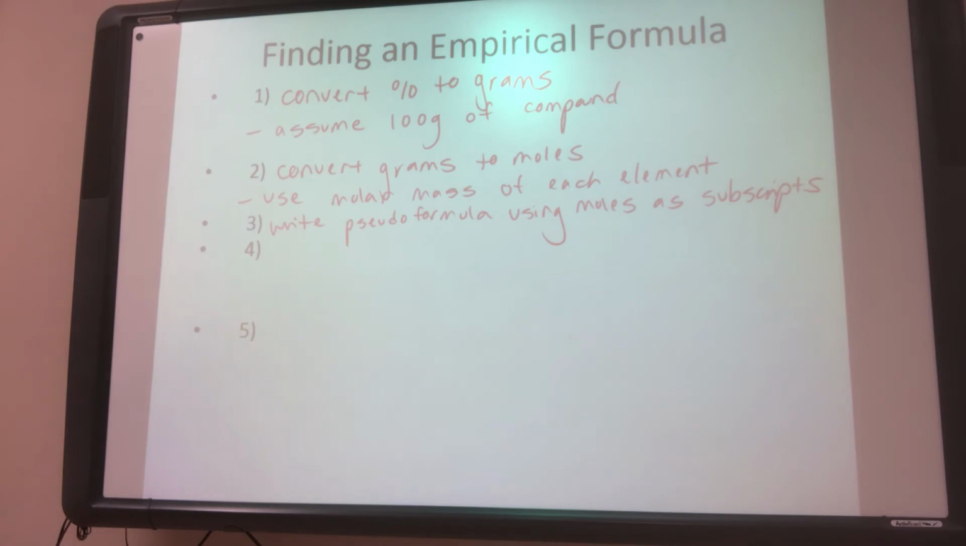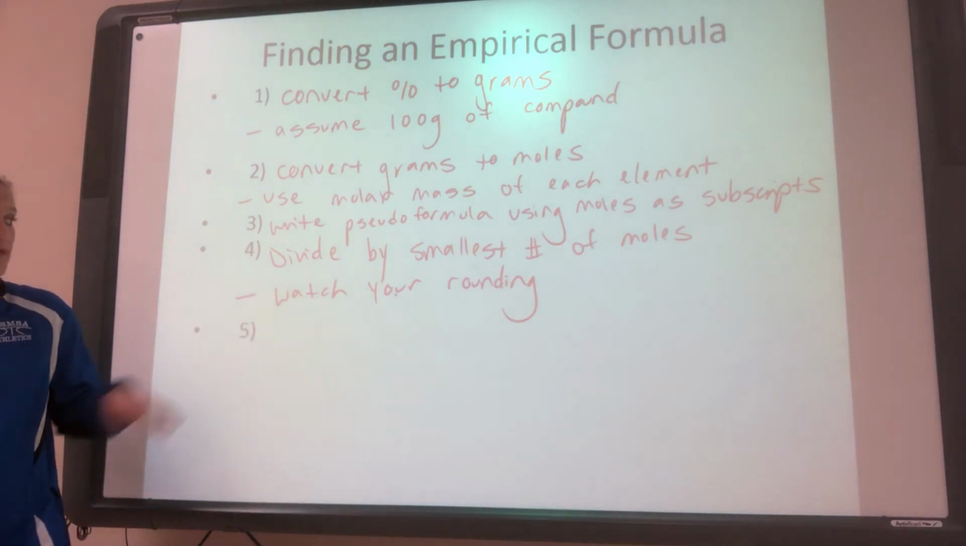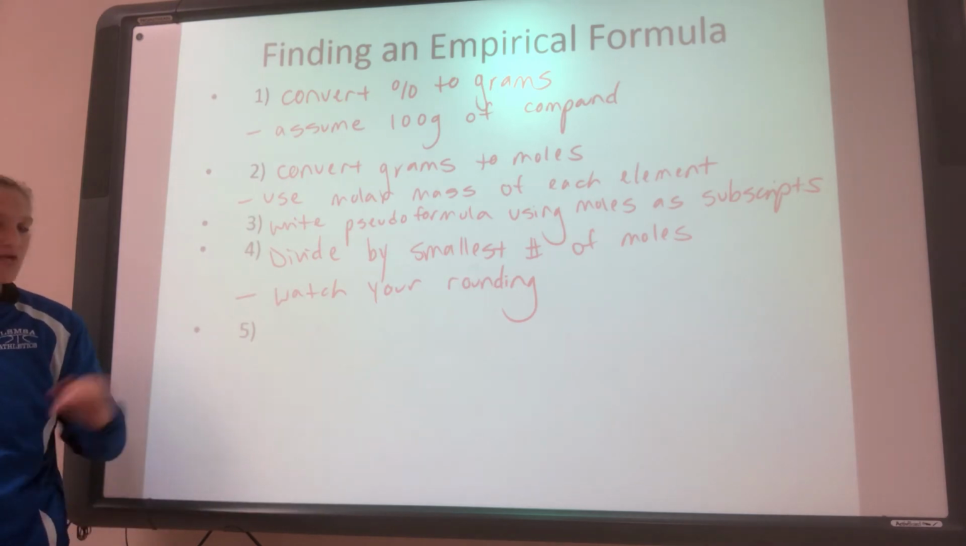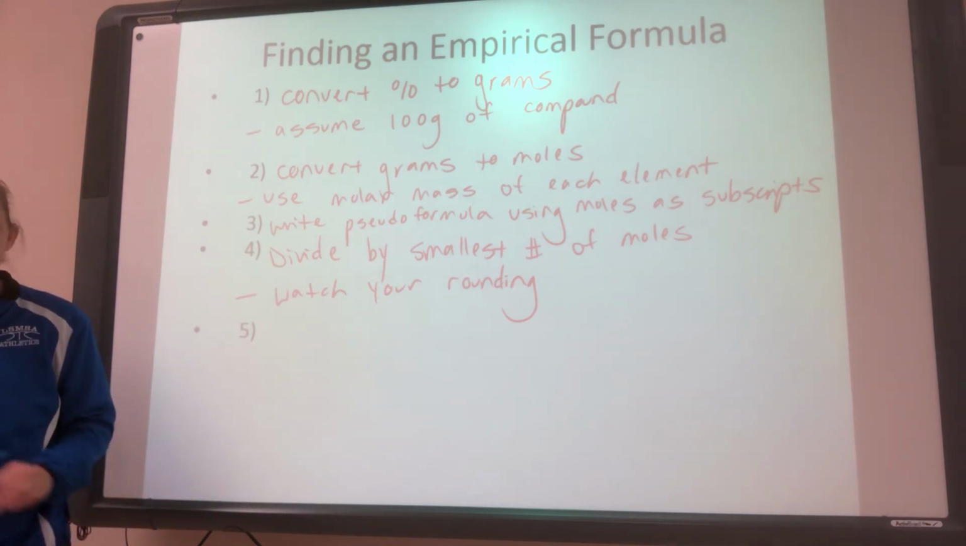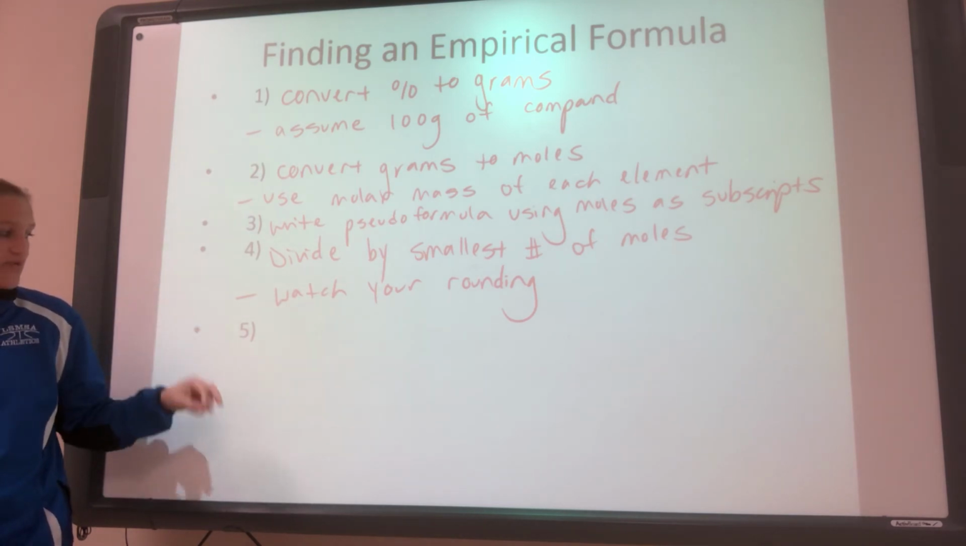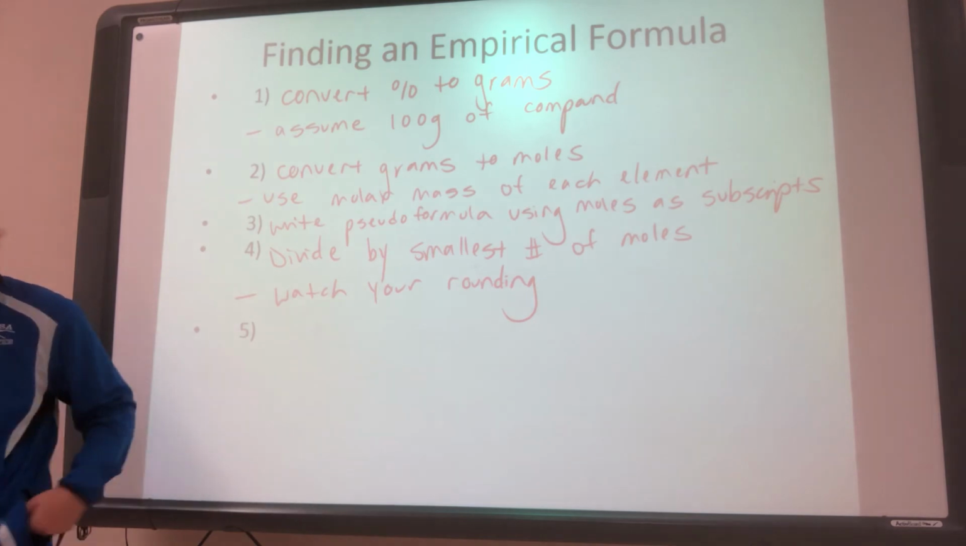Step 4 is that we're going to divide by the smallest number of moles. The big point here is to watch your rounding. We do not round until the very, very end. When I say don't round, I mean leave a lot of decimal places when you're doing these steps. If you round, your final answer is going to be wrong. This is one of those types of problems where if you round, I guarantee your answer is going to be wrong. You want to keep a lot of places because we need a lot of precision on this.